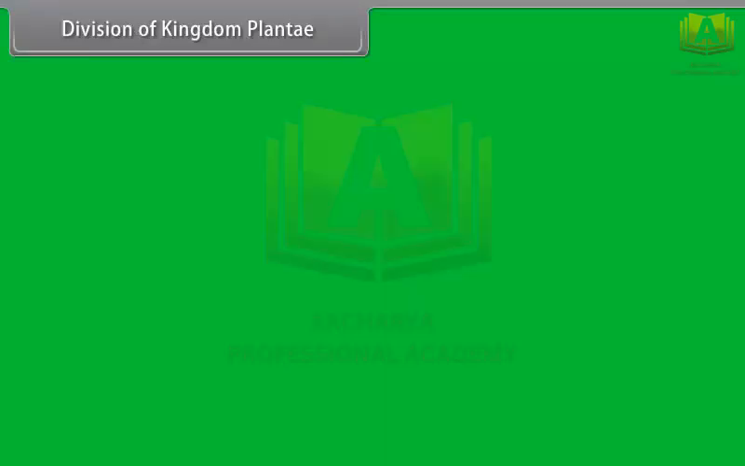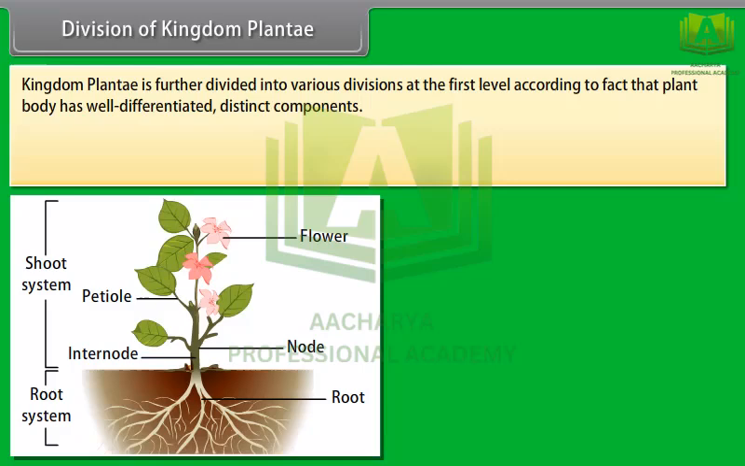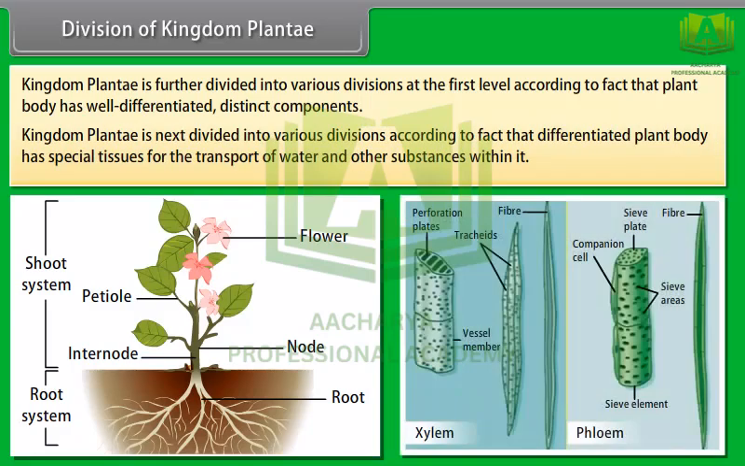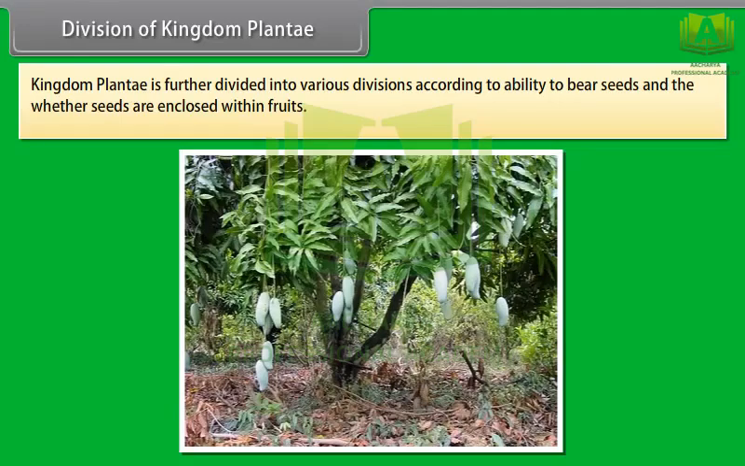Division of Kingdom Plantae. Kingdom Plantae is further divided into various divisions at the first level according to the fact that the plant body has well-differentiated distinct components. Kingdom Plantae is next divided into various divisions according to the fact that the differentiated plant body has special tissues for the transport of water and other substances within it. Kingdom Plantae is further divided into various divisions according to the ability to bear seeds and whether seeds are enclosed within fruits.